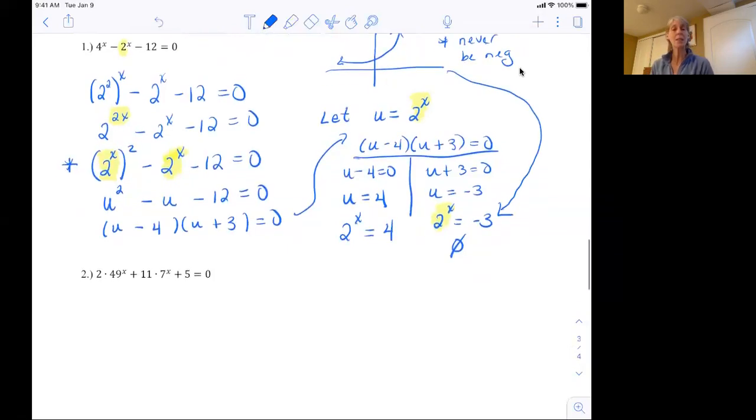Now with this problem, you can use common sense, but if the numbers are a little complicated, what do you notice here? I can rewrite each side with a common base. And then my solution is right there in front of me. And again, I apologize about that.